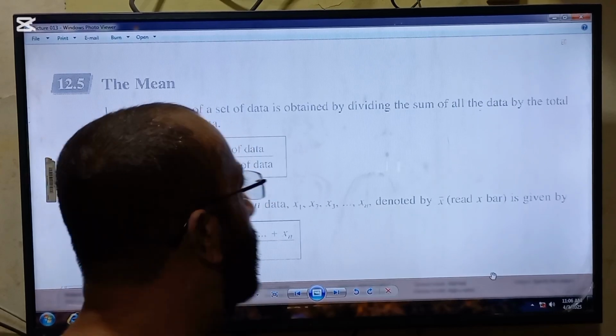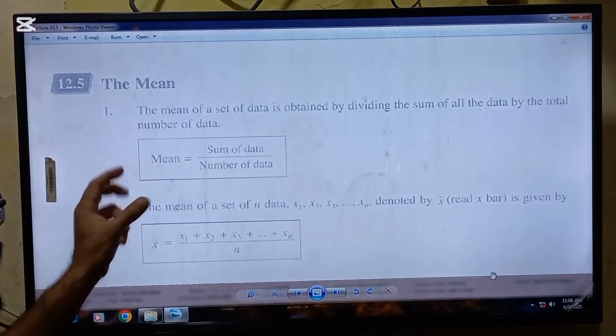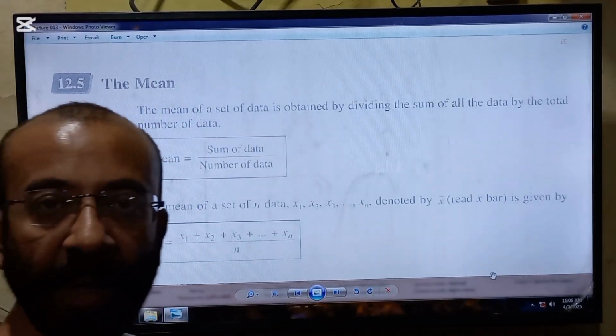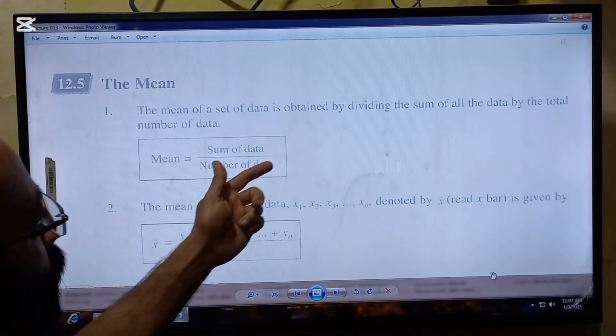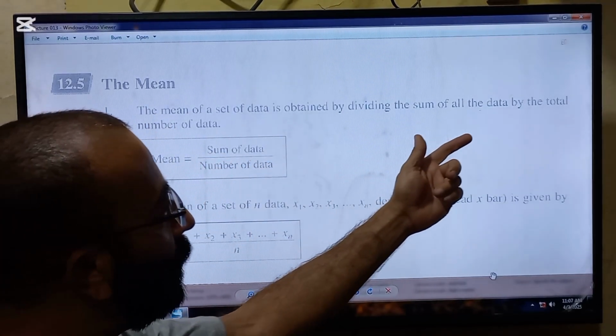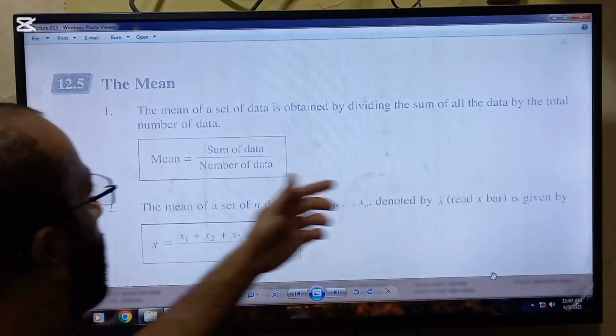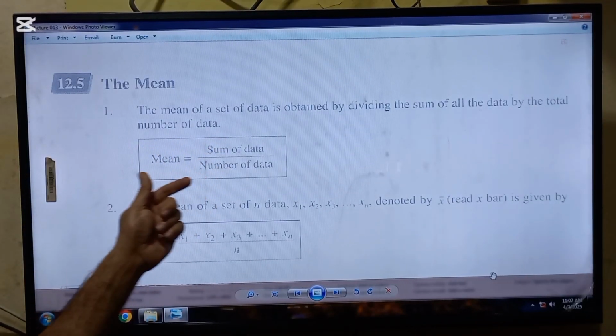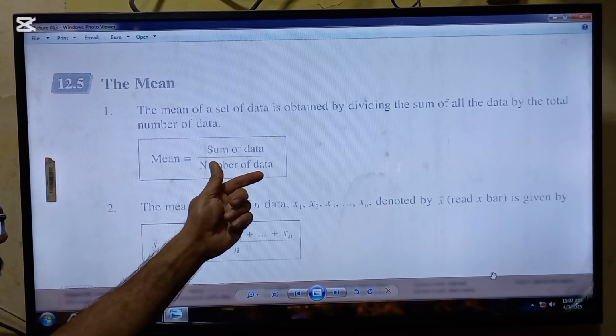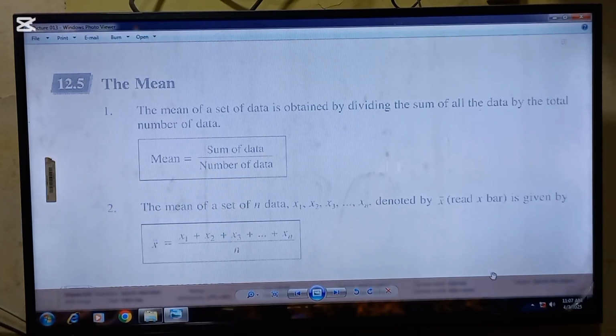The next topic is the mean. The points to remember and learn are: number 1, the mean of the set of the data is obtained by dividing the sum of all the data by the total number of the data. So in general, the formula is the mean is equal to sum of data over number of data.